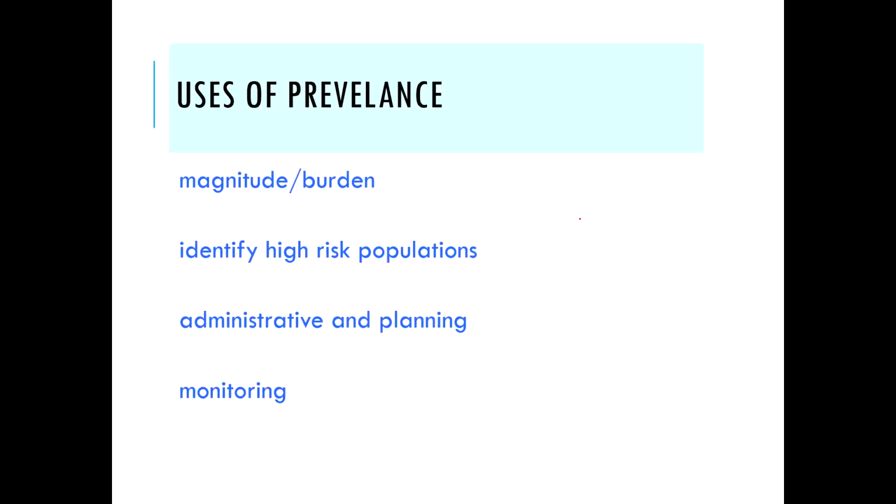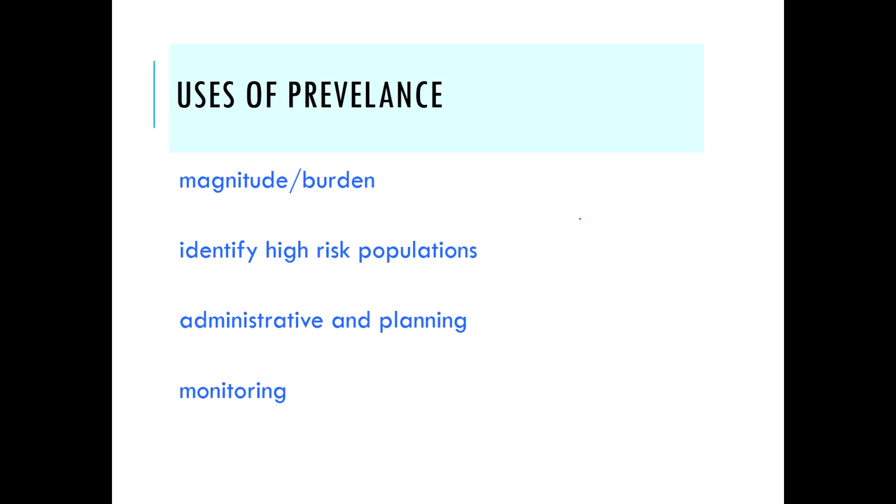What are the uses of prevalence? It's the only truly depicting rate which tells us about the magnitude or the burden of disease. It identifies high risk groups. It helps in administration and planning. The government uses health planning and health plans for all those diseases which have high prevalence in the community.